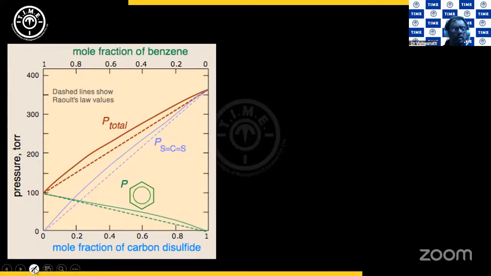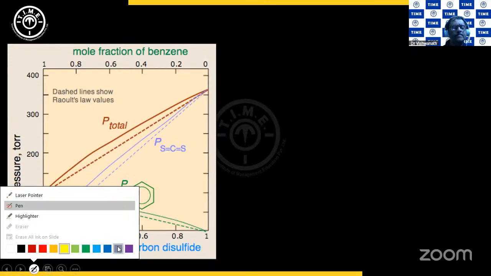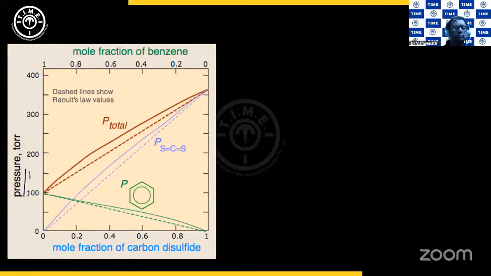You're plotting what? Pressure versus the mole fraction, P versus XB, right? And this is between benzene and carbon disulfide. So between benzene and carbon disulfide, the forces are weaker than between benzene and benzene, or between carbon disulfide and carbon disulfide. The dashed lines are for Raoult's law. Raoult's law says that it should be here, but it is here.